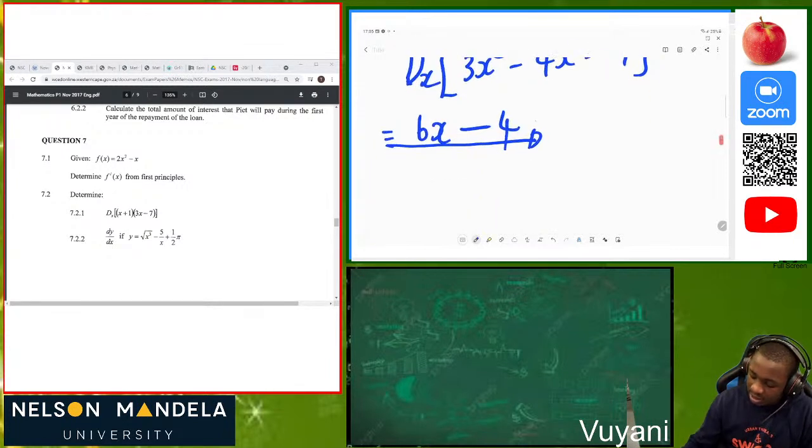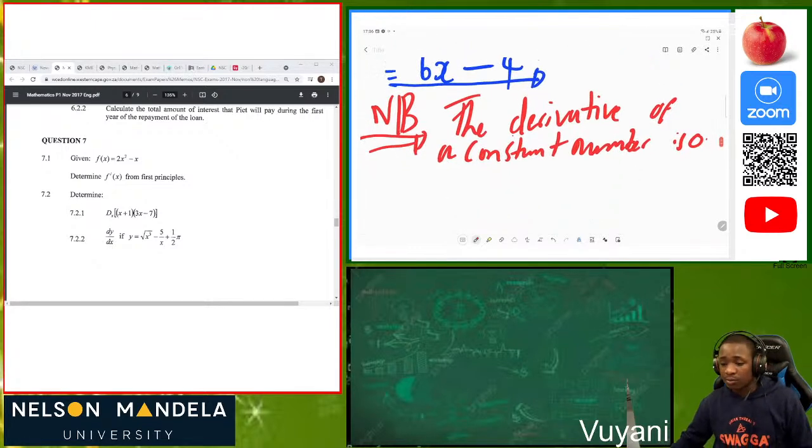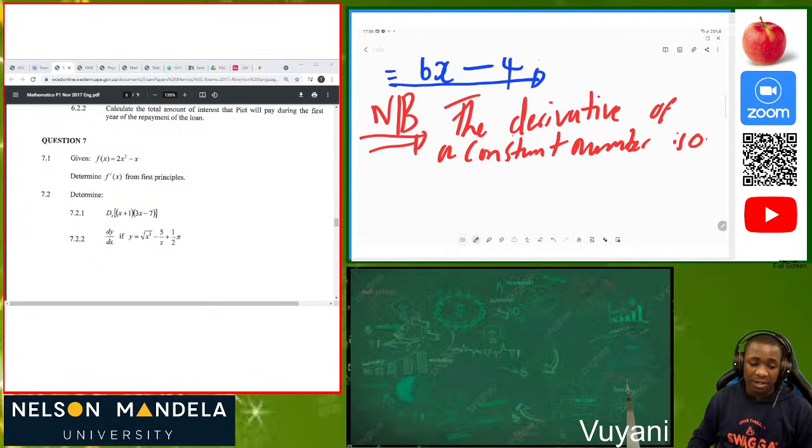Let me just write it here. Let me just say NB so that you can remember: the derivative of a constant number is 0. The derivative of any number is equivalent to 0.